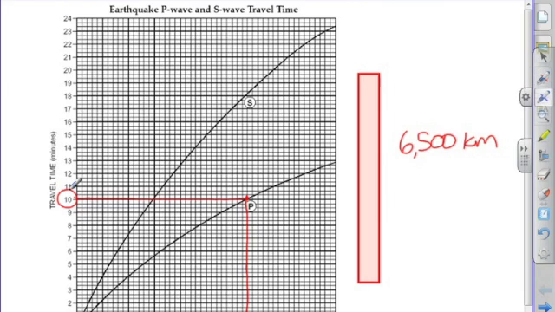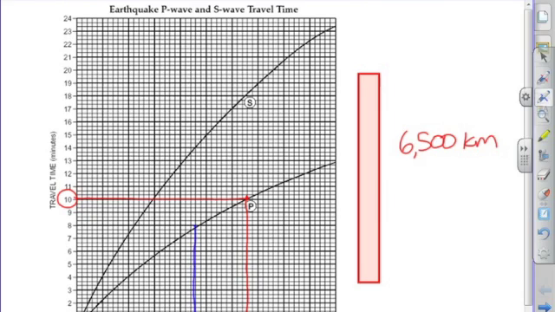Let's do another sample question, but I'm going to flip it this time. If your house was 4,600 kilometers from the epicenter, how long would it take a P wave to arrive at your house? Let me repeat. If your house is 4,600 kilometers away from an epicenter, how long would it take a P wave to travel to your house? So let's say 42, 44, here's 4,600.